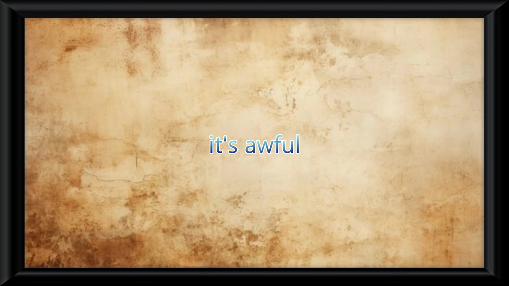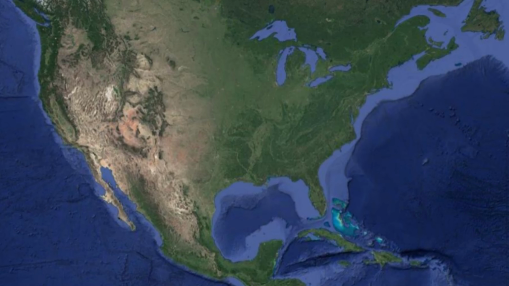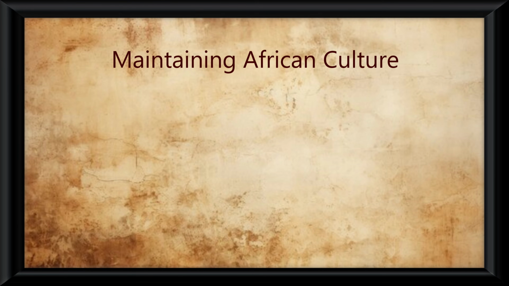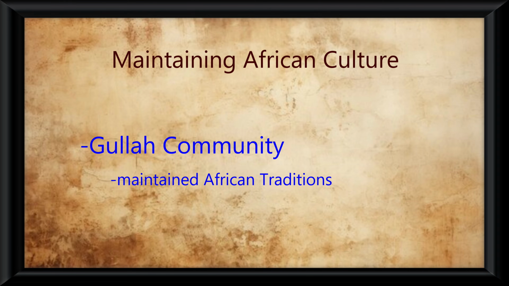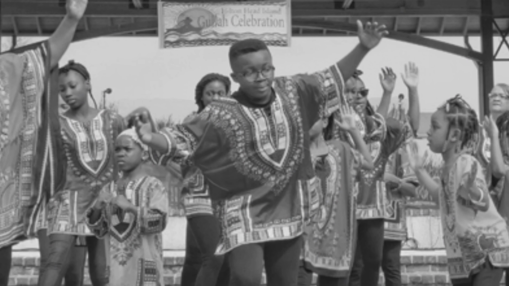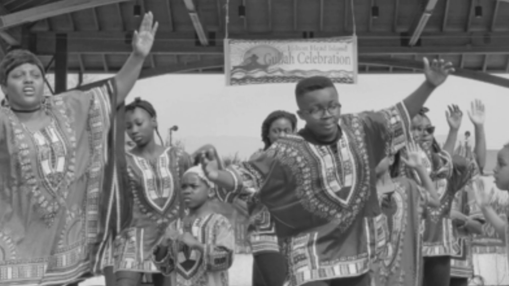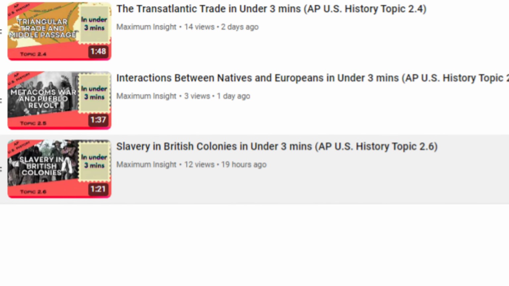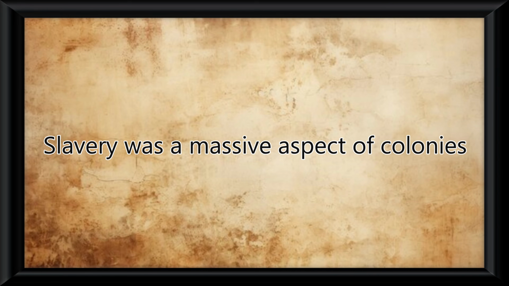I know, it's awful. But even with this level of hopelessness, some Africans rebelled, with an example being the First Maroon War. But most who didn't rebel tried to survive by maintaining their own people's culture. One example of this being the Gullah community, which maintained African traditions such as dancing to West African music during their rare moments of relaxation. That's all. I've talked a lot on slavery and the African slave trade in the colonies, and it's because slavery was a massive aspect of the colonies.